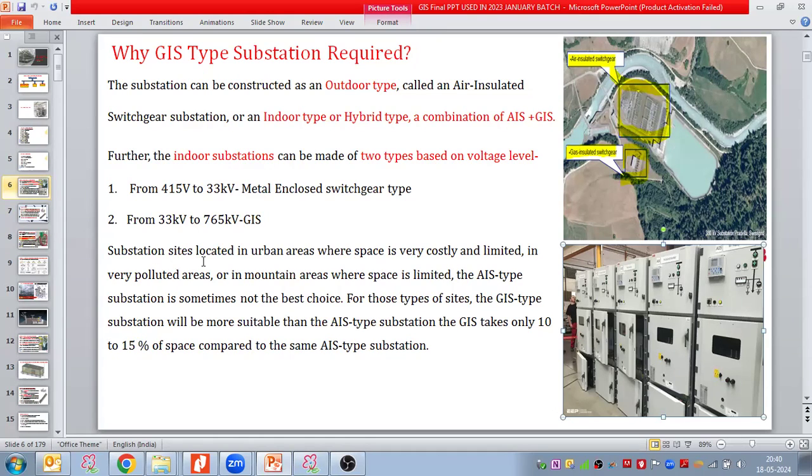Substation sites located in urban areas, where space is very costly and limited, or in very populated areas or mountain areas where space is limited, the AIS type substation is sometimes not the best choice. For those types of sites, GIS type substations will be more suitable than AIS type substations. The GIS takes only 10 to 15% of the space compared to the same rating, same scope, same number of bays of AIS type substations. I hope I'm clear with this.